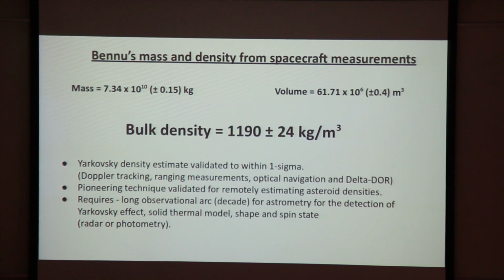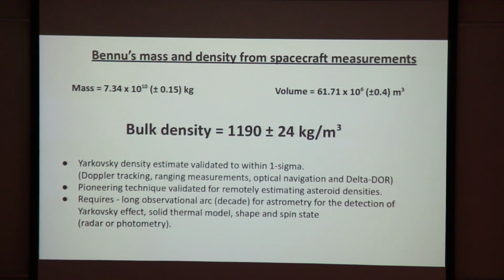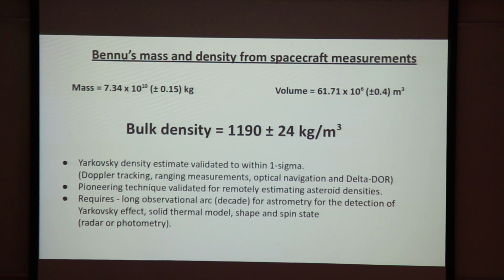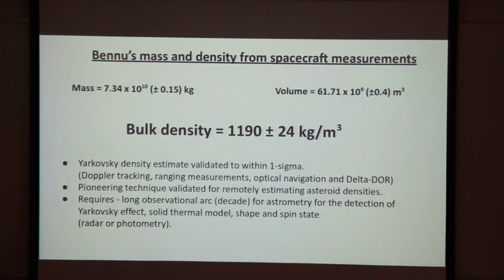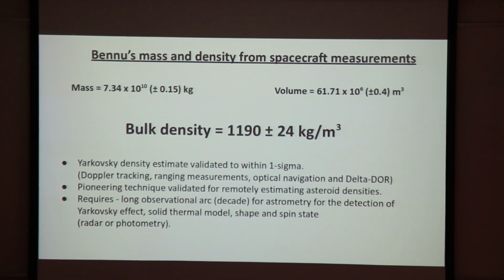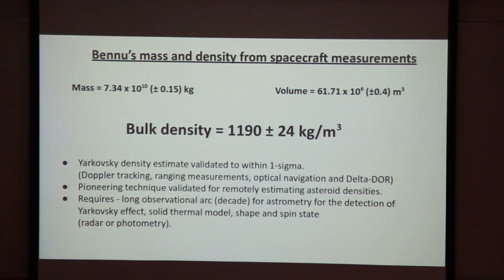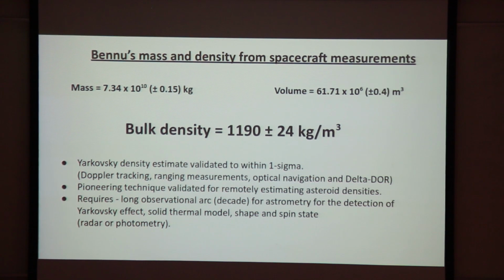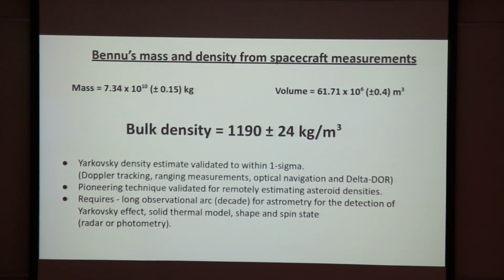At the arrival of the spacecraft, we've seen the perturbations and also other measurements, Doppler data. We were able to get a bulk density of about 1,190 kilograms per cubic meter, and this is within one sigma of the previous measurement that was done using astrometric radar data. So this validates this technique, and points towards using these techniques if you are able to get a good characterization of the object using several consecutive observations with higher accuracy.